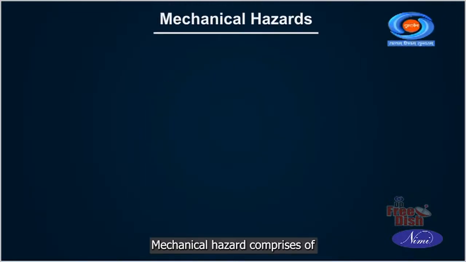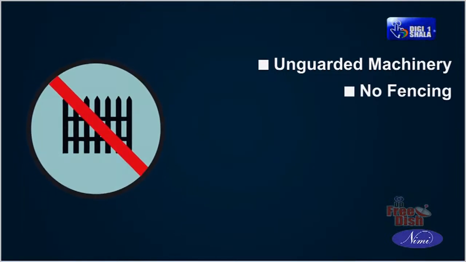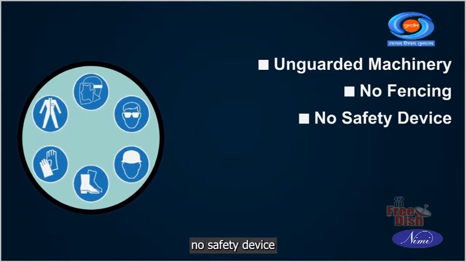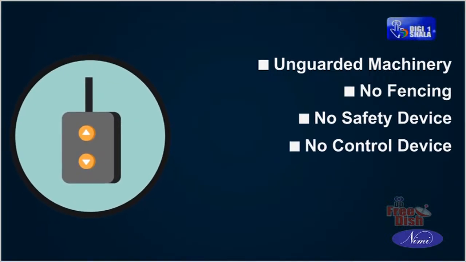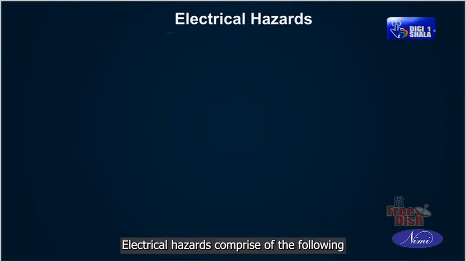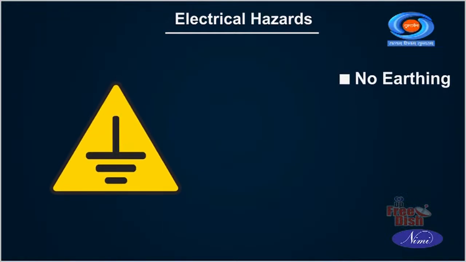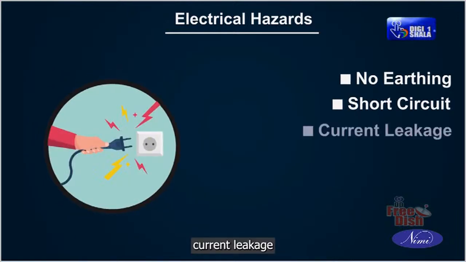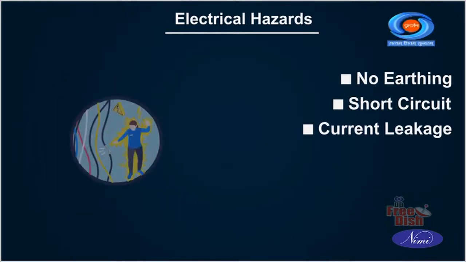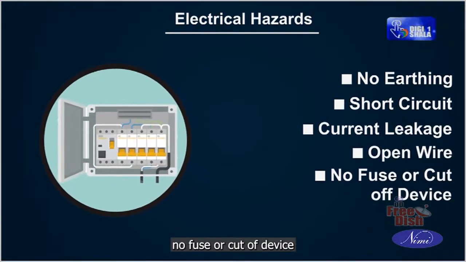Mechanical hazard comprises unguarded machinery, no fencing, no safety device, no control device. Electrical hazards comprise the following: no earthing, short circuit, current leakage, open wire, no fuse or cut-off device.